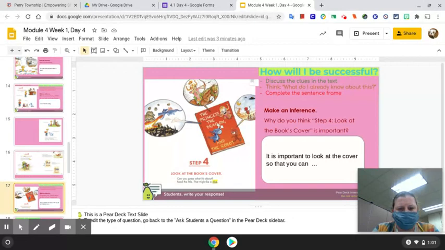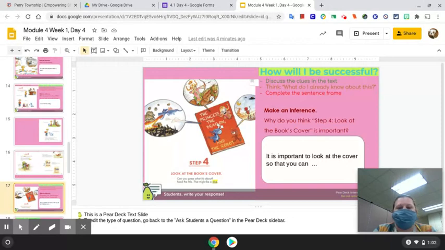Step 4, look at the book's cover. Can you guess what it's about? Read the title. That might be a clue. Look at the book's cover. Is that important? Why do you think it's important to look at the book's cover? It is important to look at the cover so that you can... why is that important? Let me reread to see if I can figure out a clue. Look at the book's cover. Can you guess what it's about? Read the title. That might be a clue.